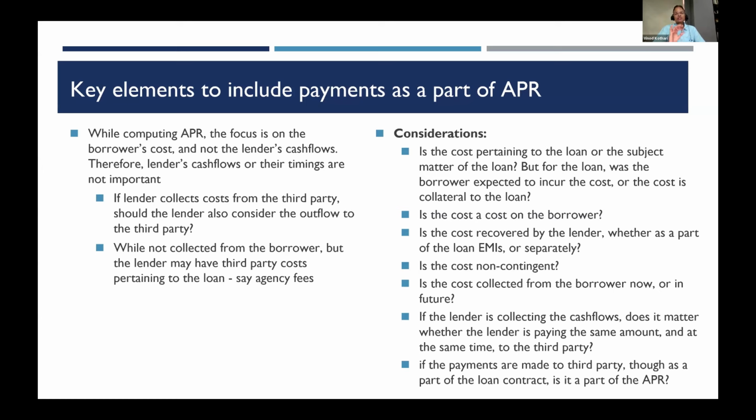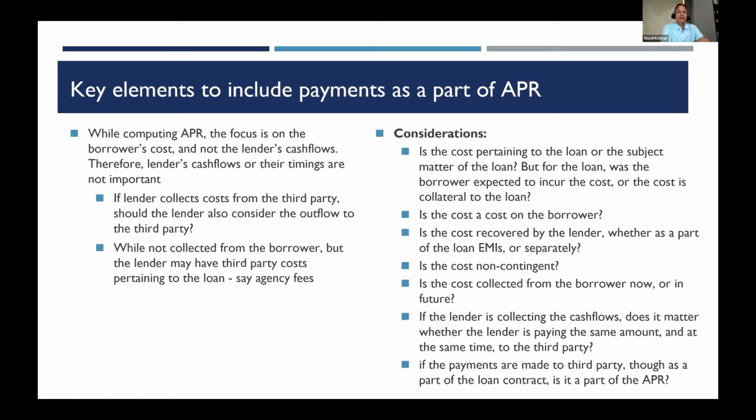So the key elements to include payments as a part of APR. Now, this is very important. Therefore, I'll just state it very carefully. While computing APR, the focus is on the borrower's cost, not on your cash flows. Remember, sometimes you might have your own outflows. Somebody might probably come back and say, I am giving payment to, let's say, a broker. Should I net it from the borrower's inflows?